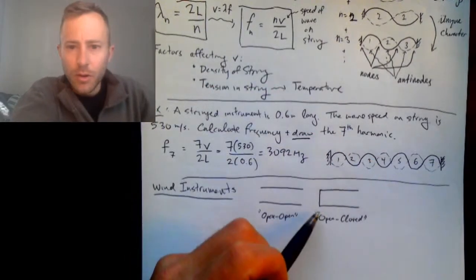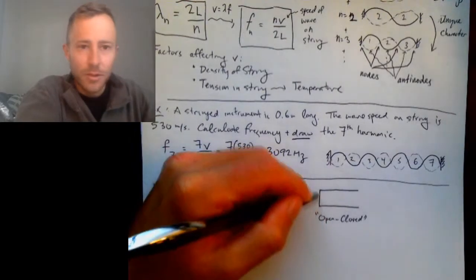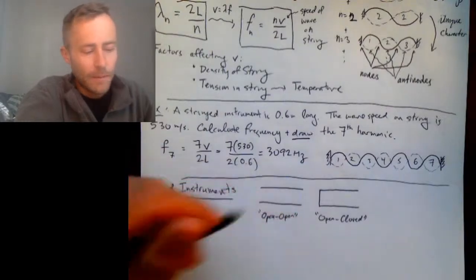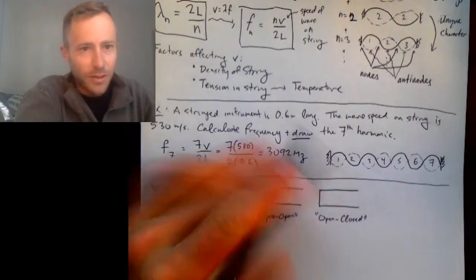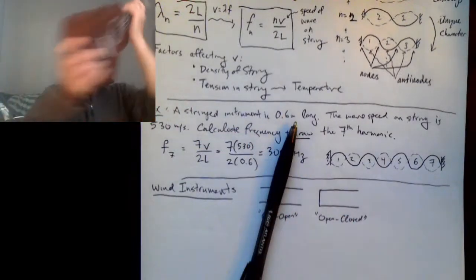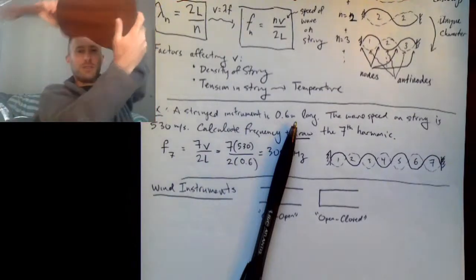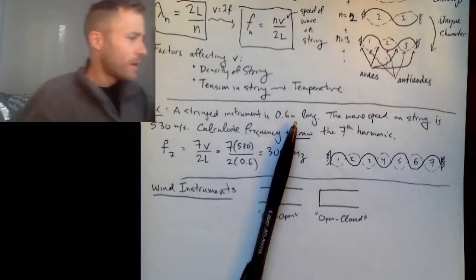But you can also have what's called an open closed instrument. An open closed is just a tube that is capped at one end. These are both possibilities for wind instruments. We don't talk about a closed open because if you take an instrument that looks like open closed and then flip it and view it from the other side, now it's closed open. It's the same thing, just from a different perspective.